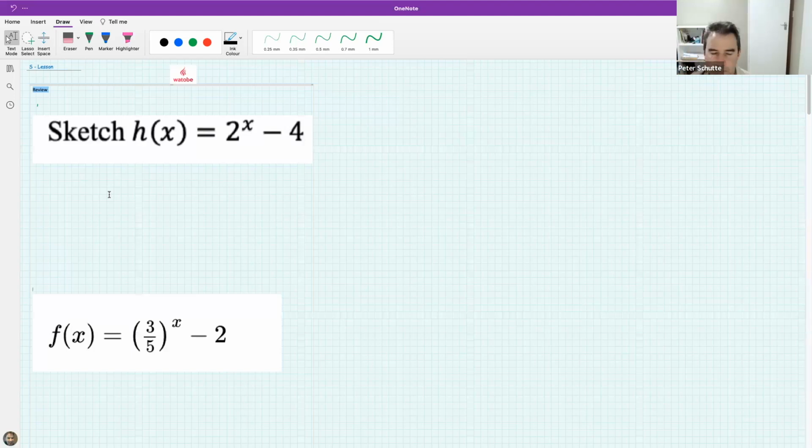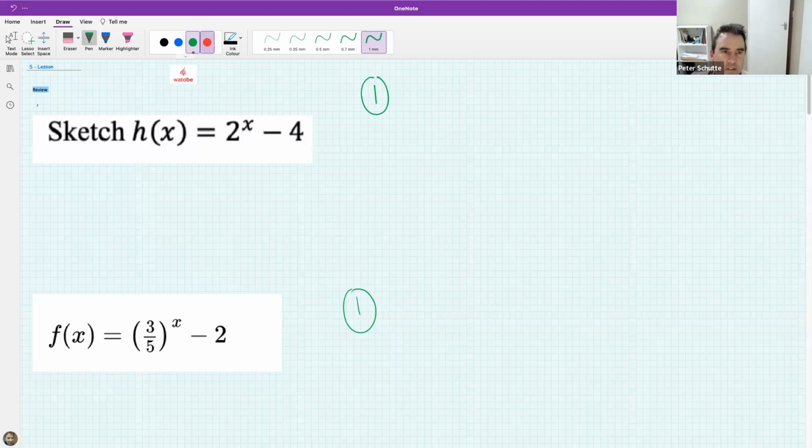You can put your hand up, you can put it in the chat. I don't mind, but just thinking back, what do you observe about these two, and how would you start? If I said to you, sketch them, where would you start? Yes, the shape, intercepts. So is it increasing or is it decreasing? Exactly. So both of these, you would start with the shape.